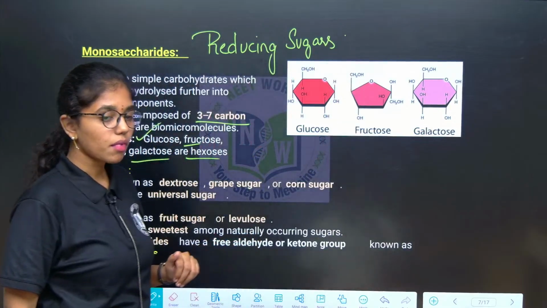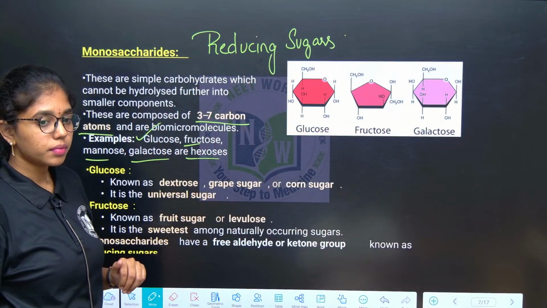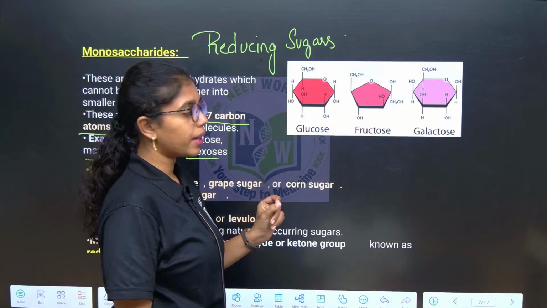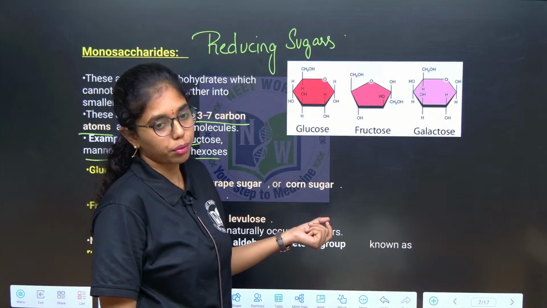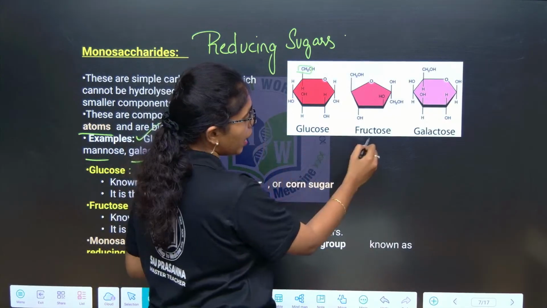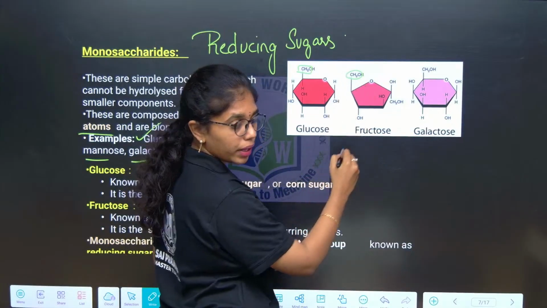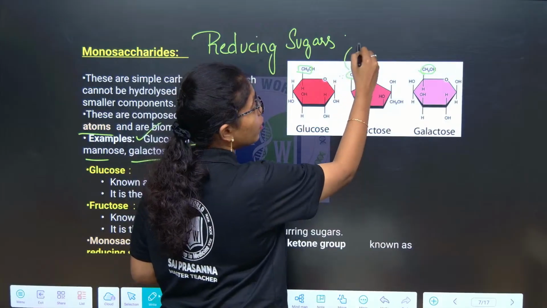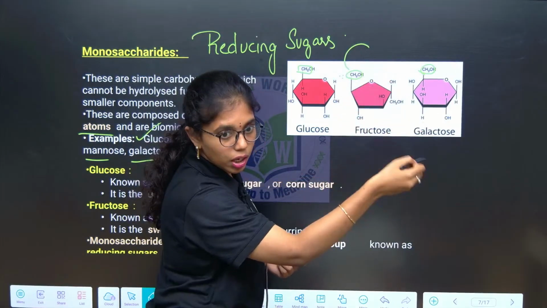Which oxidize themselves and reduce others. Yes, very good. And one more point to be remembered here, beta, they have free aldehyde and ketone groups. Can you see here in glucose that free aldehyde group, in fructose free aldehyde group, in galactose free aldehyde group. So, this free aldehyde group will react and reduce the other components.